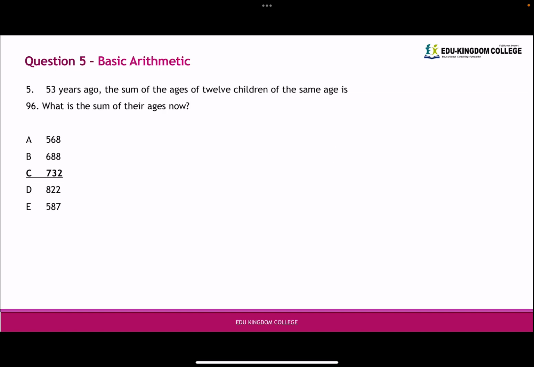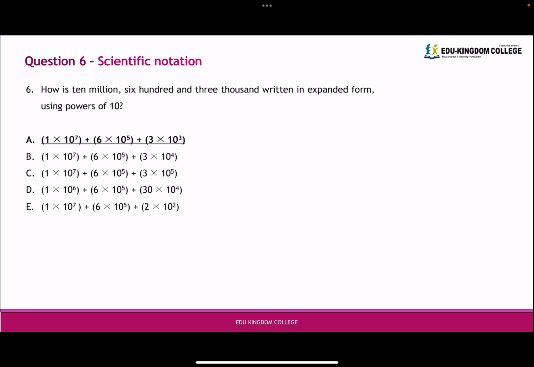Question 5. 53 years ago, the sum of ages of 12 different children was 96. So 96 divided by 12 is going to be 8. So 12 children were 8 53 years ago, meaning there were 61 now. There's still 12 of them, luckily. And so when we multiply that, we should get 2, 12, 1, 6. So we should get 732 now.